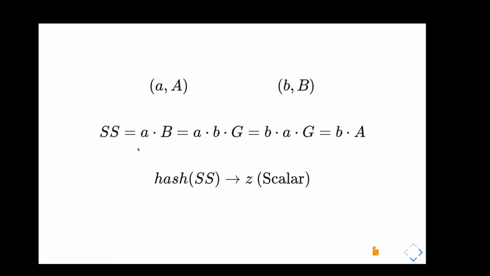So we produce a shared secret that is a point, and by using the hash function, we create another scalar, to get a point later.